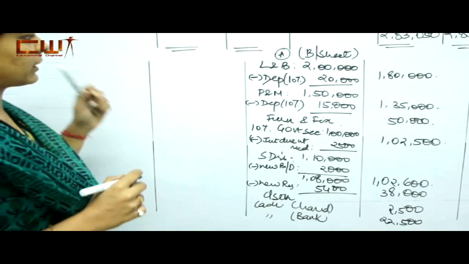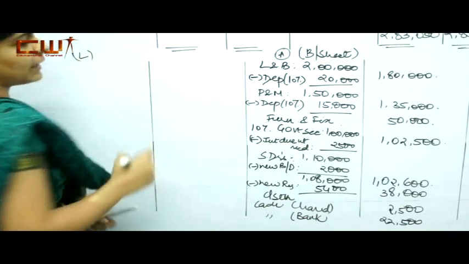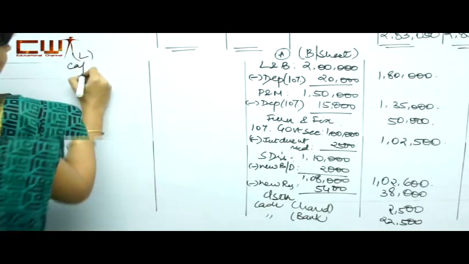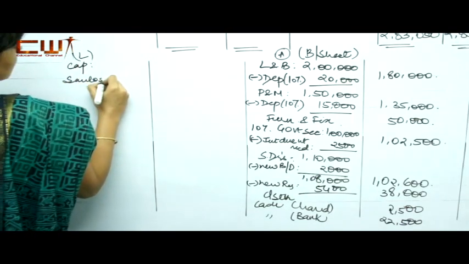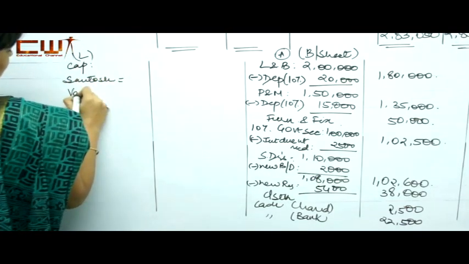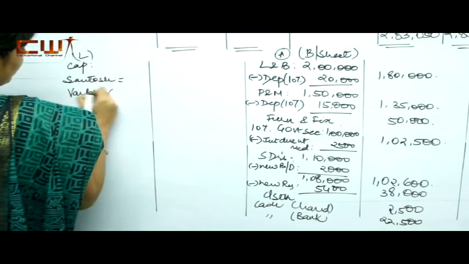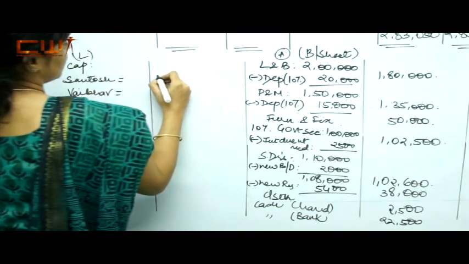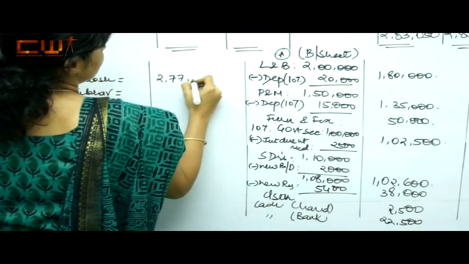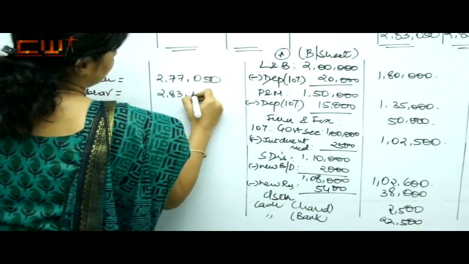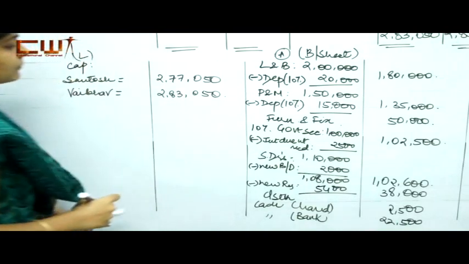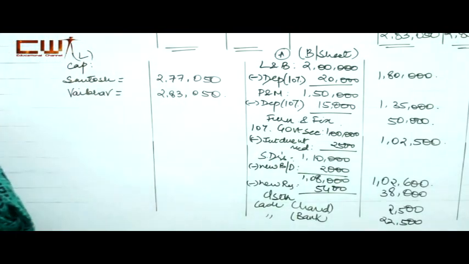Now you come on to the credit side, liabilities side. Liabilities, first you write the closing capitals of Santosh and Vaibhav, right? 2,77,050. You have 2,83,050. Alright, so you have the capital for both the people, that is both the partners.